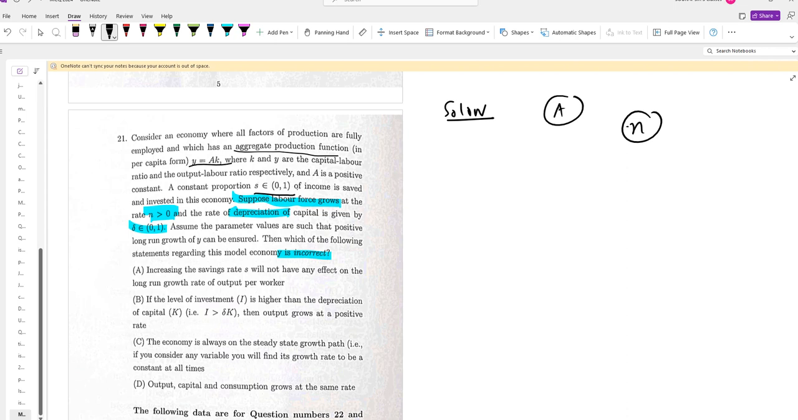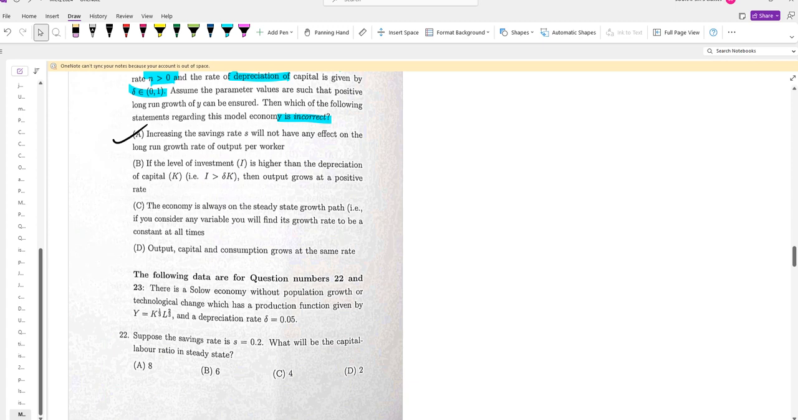So the savings rate S affects the steady state level of output per worker, but not the long run growth rate. So this is true. Next B में चलते हैं.